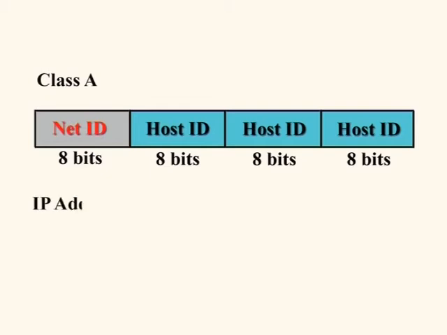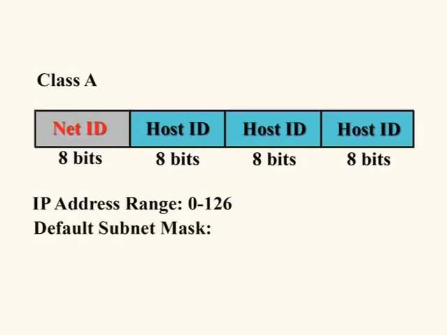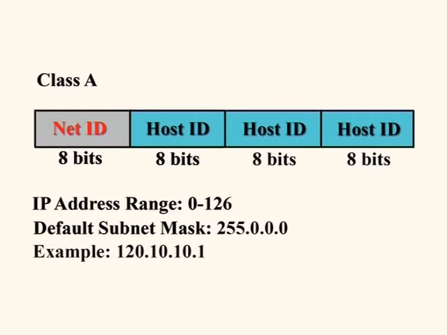The range of first octet of class A is 0 to 126. Other 3 octets are used for host ID. The default subnet mask for class A is 255.0.0.0. So if an IP address has a decimal range of 0 to 126 for the first octet, it belongs to class A. For example, 1.1.1.1 or 120.10.10.1 etc. These are class A addresses.